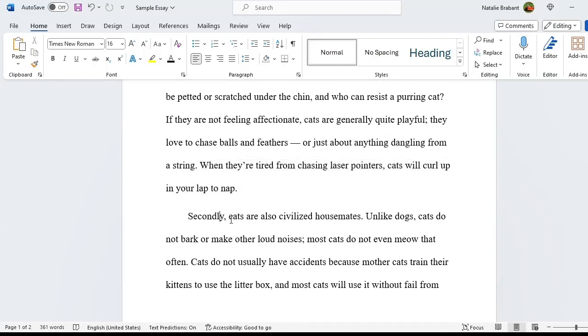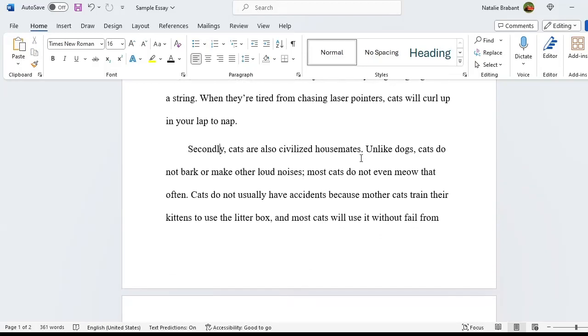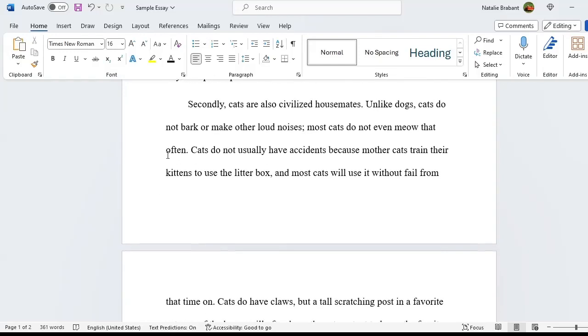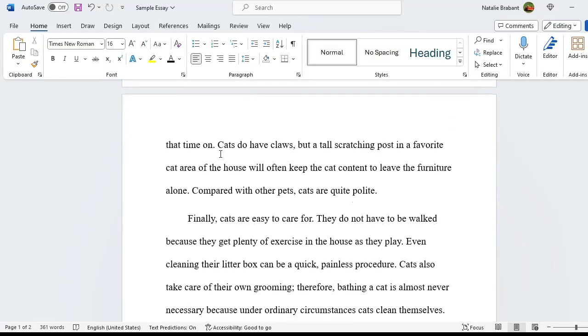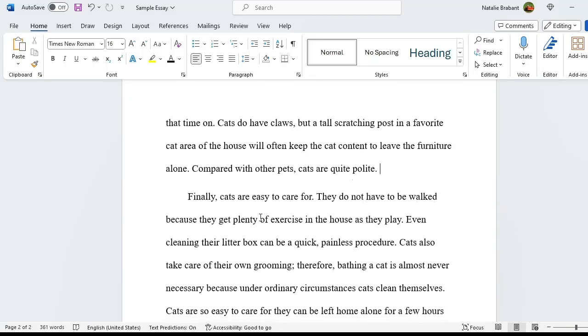Secondly, second transition, second point. Excellent. Cats are also civilized housemates. Now we have a little bit of comparison here, contrast. Unlike dogs, cats do not bark or make other loud noises. And of course, cats do not usually have accidents, and so on. And then we have 2 different types of sentences. Cats do have claws, subject, verb. And then we have starting with another clause, compared with other pets. Cats are quite polite. It really helps the paper to flow smoothly when you have different types of sentences.